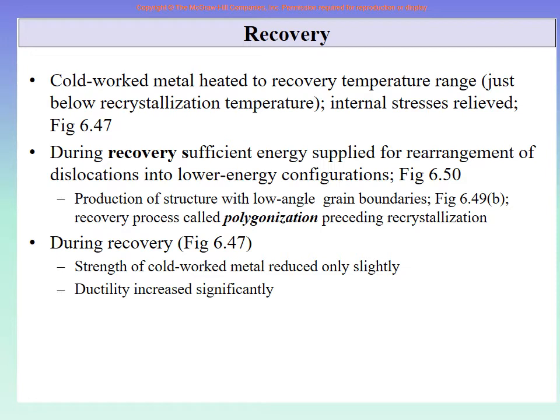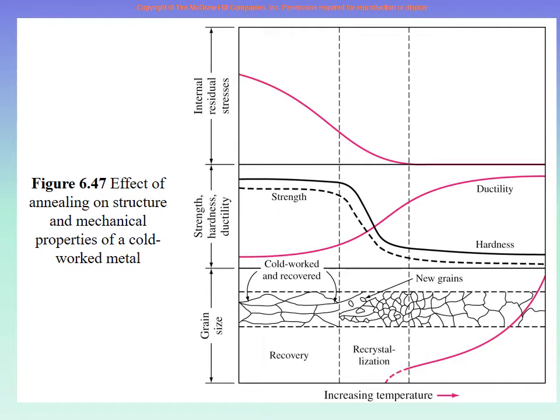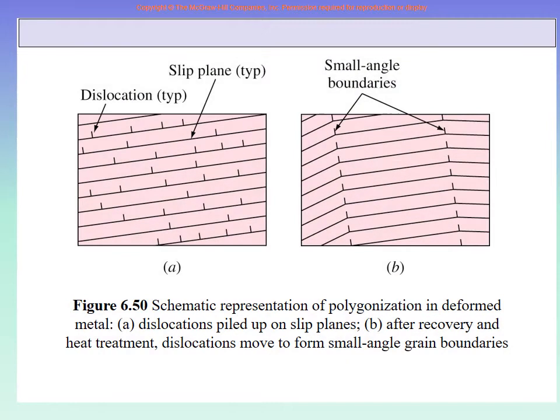We are just very quickly writing what is done, but you know that recovery is the first operation inside annealing. Sufficient energy is supplied for the rearrangement of dislocations into lower energy configurations. During recovery, the strength of the cold worked metal is reduced only slightly, and the ductility is increased significantly. I told you earlier that we have explained it in a lot of detail, so now you read it, and you don't have to worry too much about this one, because we don't know a lot about dislocations.